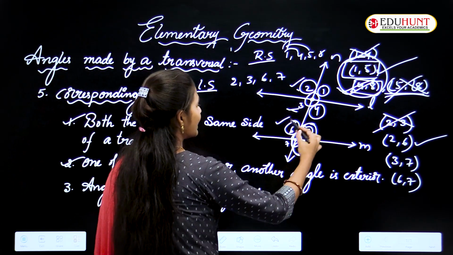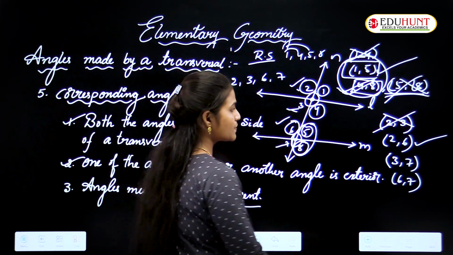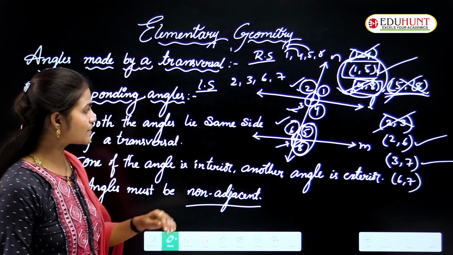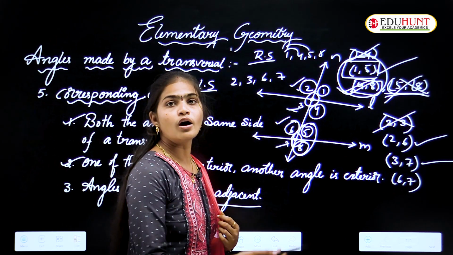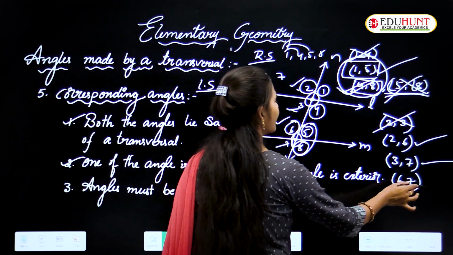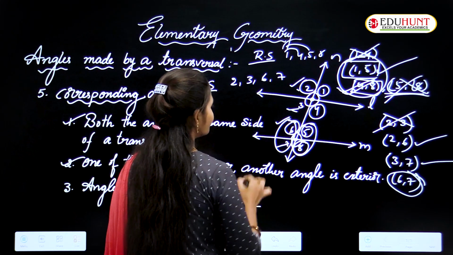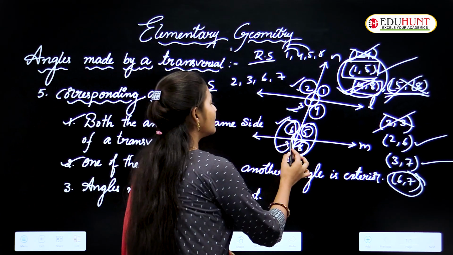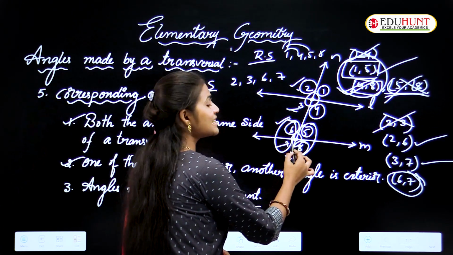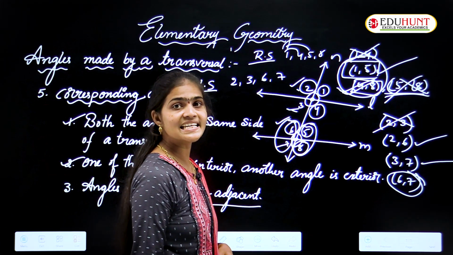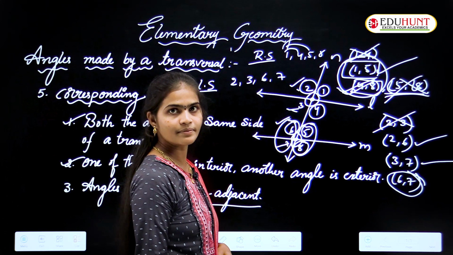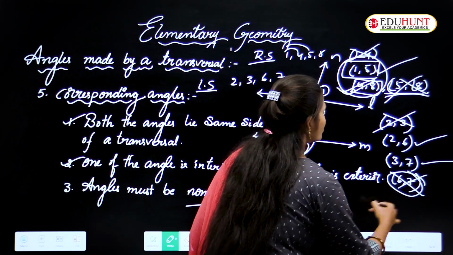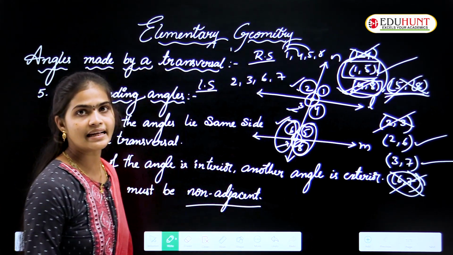Next, 3 and 7, that is also satisfying. Why? Because interior, exterior lie on the same side of a transversal and those two are non-adjacent angles. Next, 6 and 7. The first 2 points are satisfying, but the last point is not satisfying here. These two also are formed at the same common point, which means 6 and 7 are adjacent angles. Okay, but here we need to take non-adjacent. That's why these do not form corresponding angles.